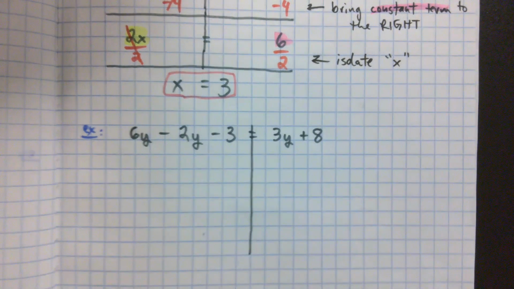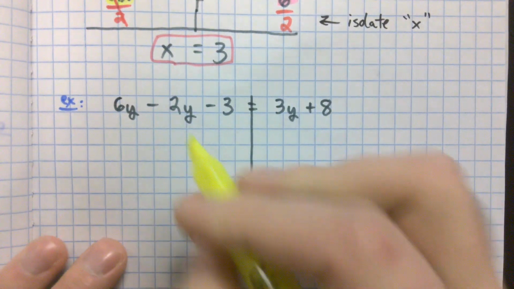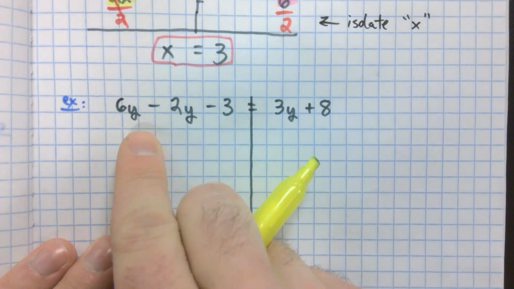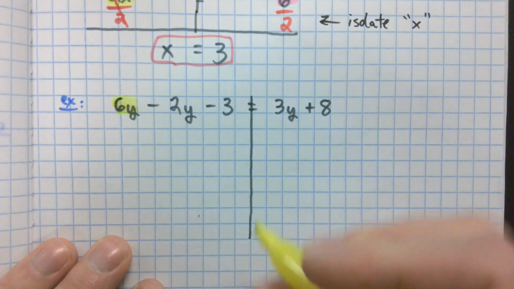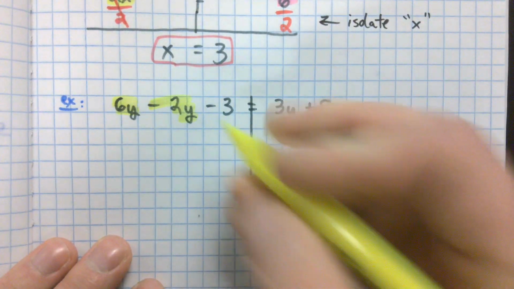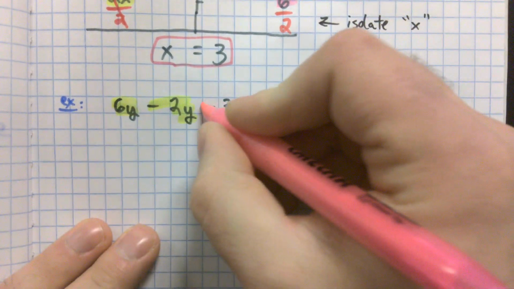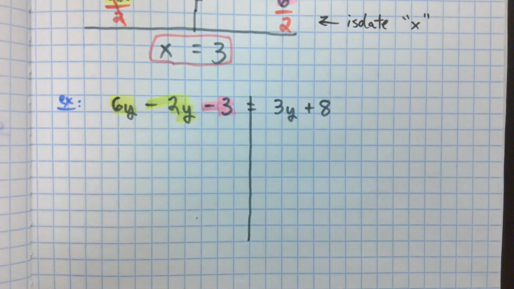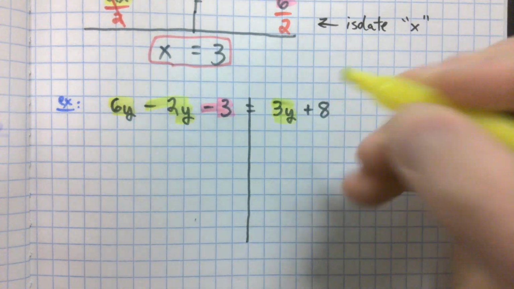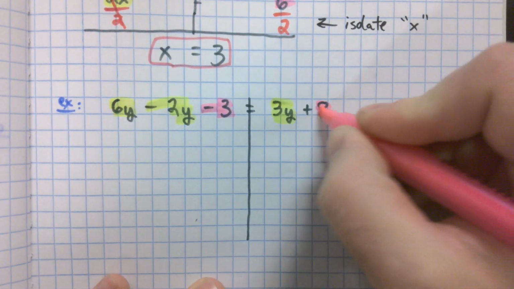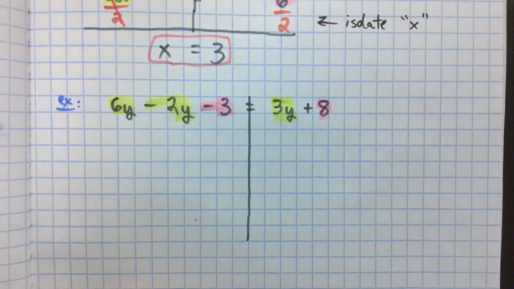Is 6y a variable term or a constant term? Variable. What about negative 2y? Variable. What about negative 3? Constant. 3y? Variable, right? Anything that's got a letter is the same type. And positive 8 is constant.